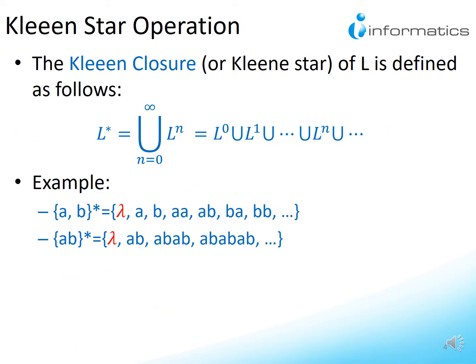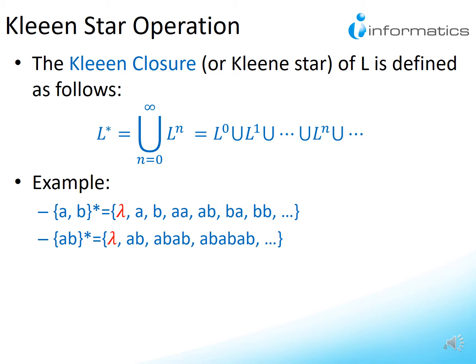Based on the power operation, we can define the Kleene star operation. For a language L, the Kleene star, denoted L star, is defined as the union of all the powers of L. In other words, it is the union of L to the power 0, L to the power 1, and so on and so forth.